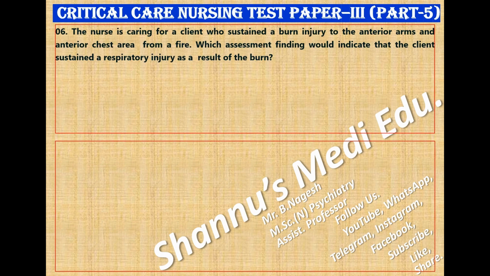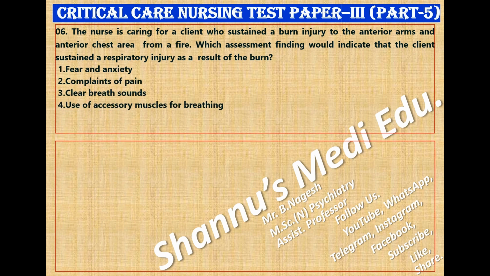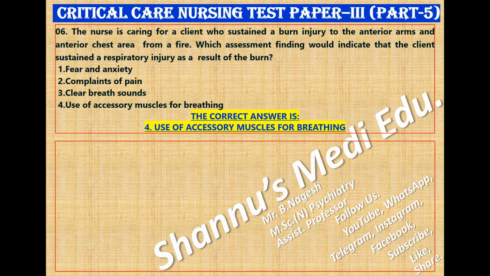Question number 6. The nurse is caring for a client who has sustained a burn injury to the anterior arms and anterior chest area from a fire. Which assessment finding would indicate that the client has sustained a respiratory injury as a result of the burn? Option 1 is fear and anxiety, option 2 is complaint of pain, option 3 is clear breath sounds, option 4 is use of accessory muscles for breathing. The correct answer is option 4, use of accessory muscles for breathing.